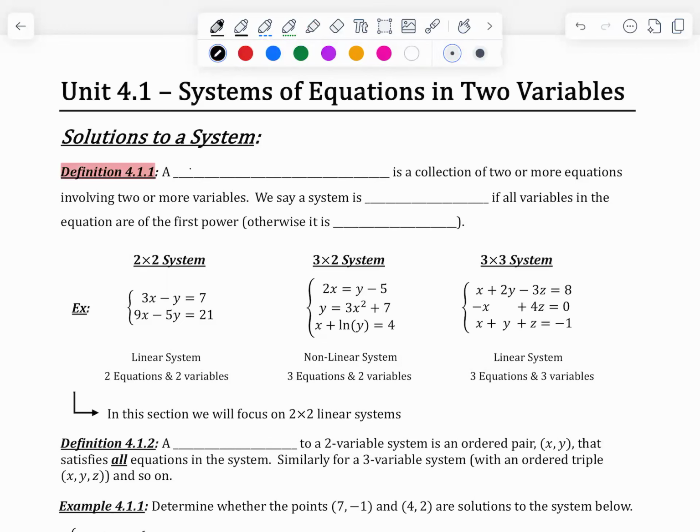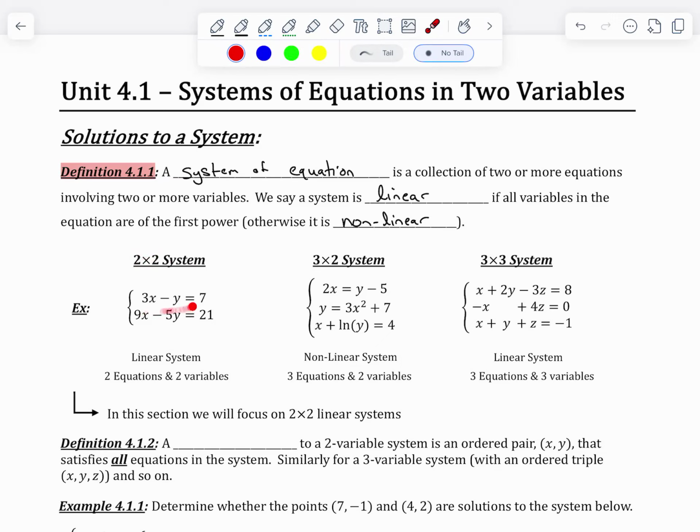A system of equations is a collection of two or more equations involving two or more variables. So we say that a system is linear if all the variables in the equation are raised to the first power. Otherwise, it is a non-linear system of equations. And later on in your mathematical career, we start using this notation more frequently. So I'm going to try and introduce it now.